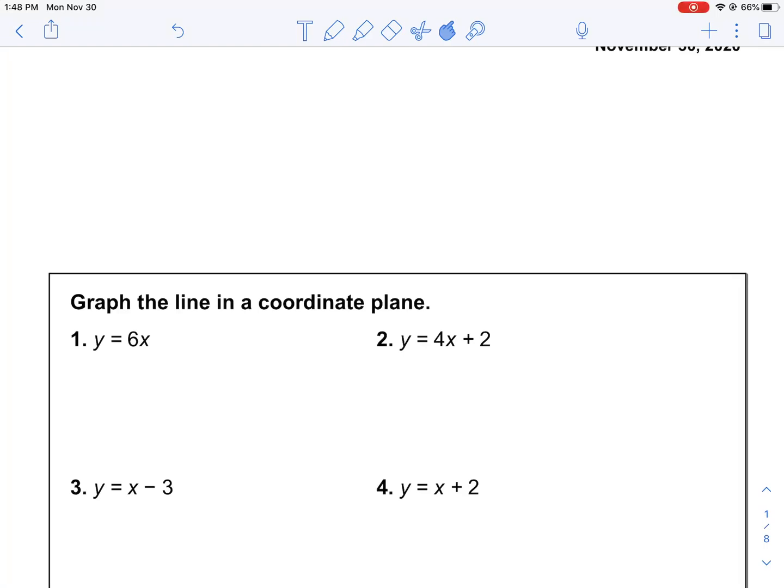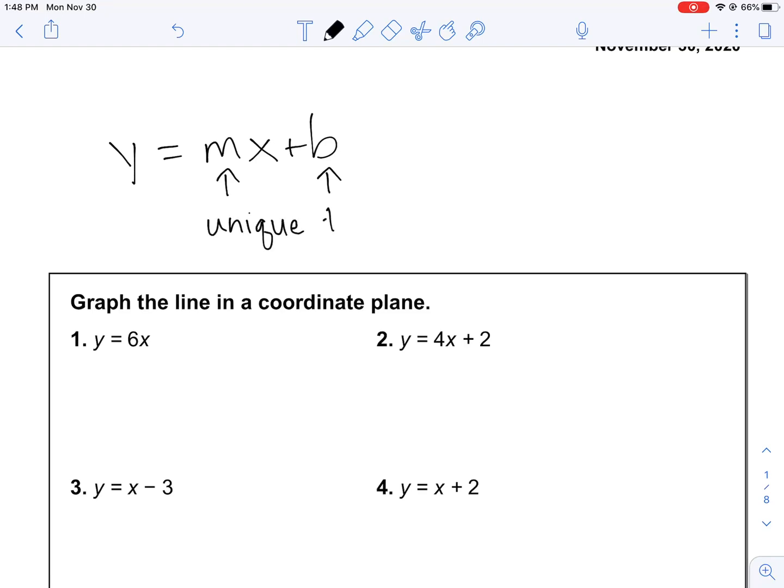Hello, today we're going to be learning about parallel and perpendicular lines and their equations. So if you remember from Algebra 1, the equation of a line is y equals mx plus b, where the m and the b are unique to each line. Now, for us to do parallel and perpendicular today, we need to be able to look at an equation and find the slope. Well, m is our slope.